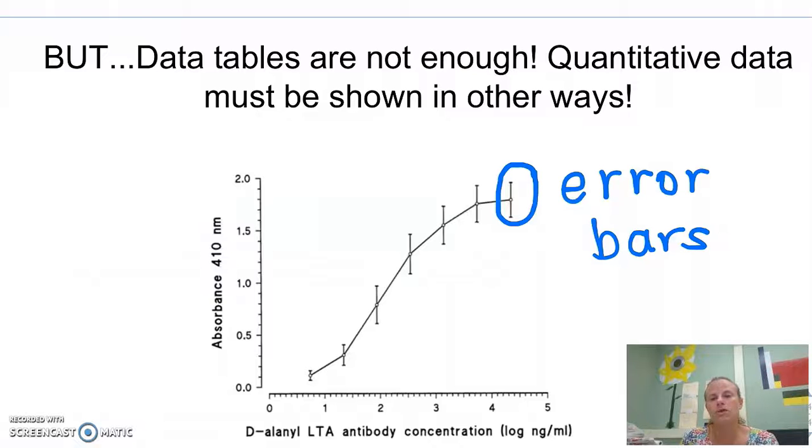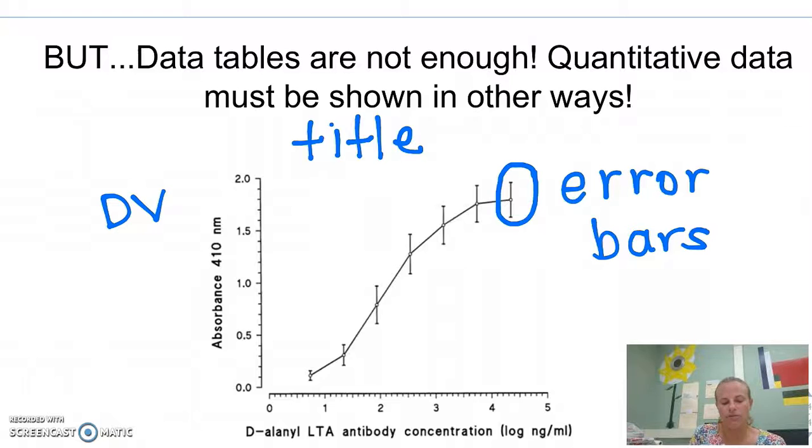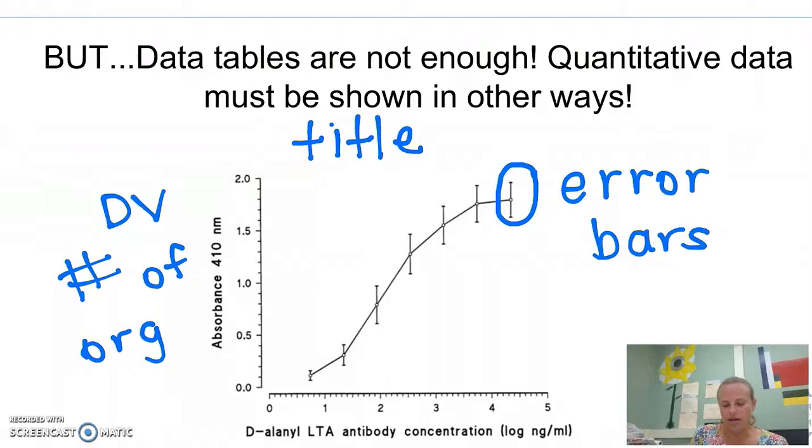And where do those error bars come from? They come from standard deviation. So a couple of things that this is missing that I want you to include in your graph. Obviously, you always need a title. On your graph, you're going to have the dependent variable, which is going to be the number of whatever organism you used. And the independent variable will be on the y-axis.